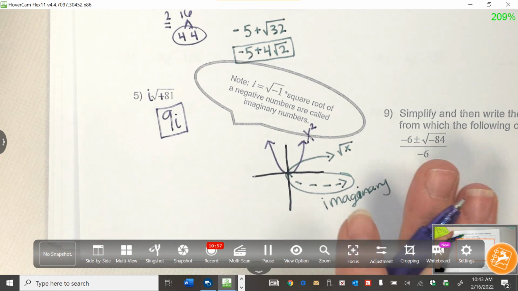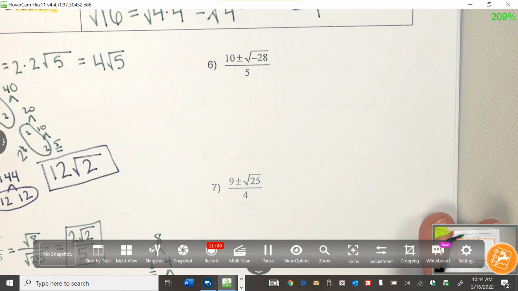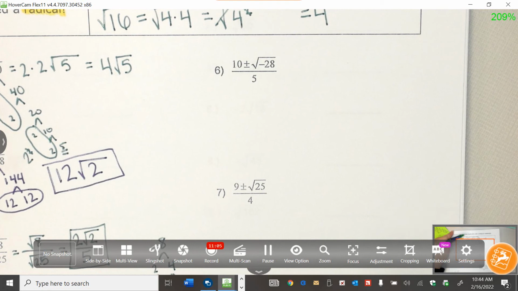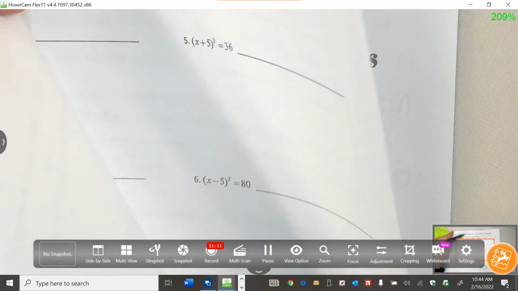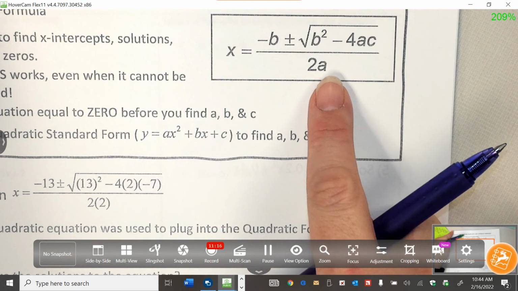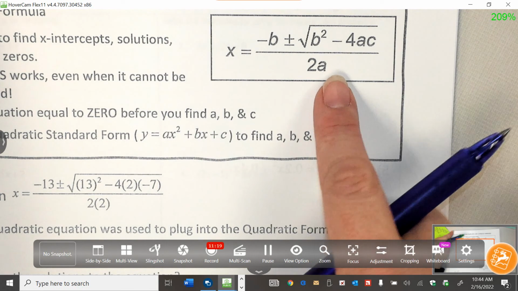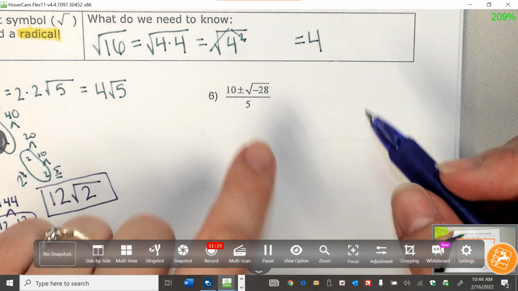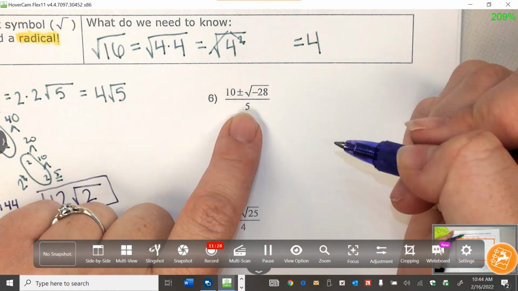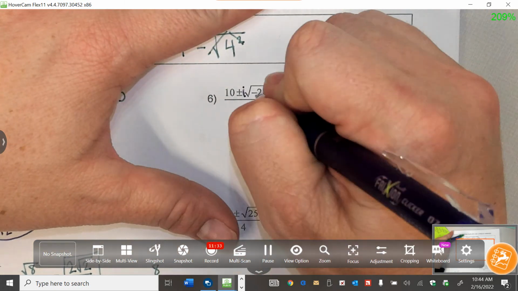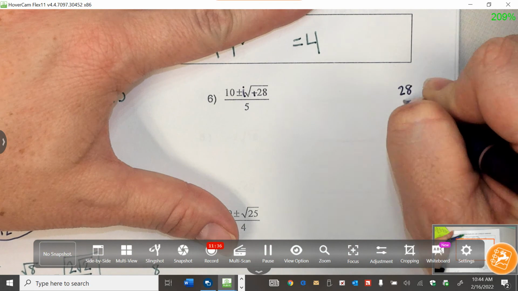Okay, so let's look at number 6. Now, the reason we're doing this is because do y'all remember the quadratic formula? Obviously we're not learning it today, but we need to understand how to simplify it, and since we're simplifying radicals today, that's what we're talking about. We're going to simplify the radical first. It's a negative, so I'm going to put an i right in front of the house, make it positive, and break down 28.